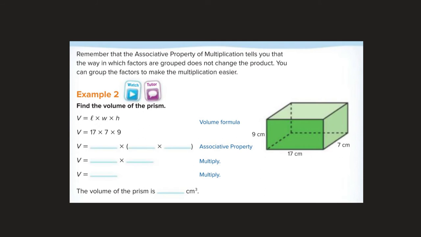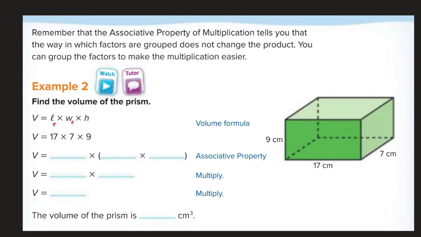Remember the associative property? Yeah, associative. I suppose commutative is when we can flip-flop 2. Associative is when we're dealing with 3. The associative property of multiplication tells you that the way in which the factors, or the numbers we're multiplying together, are grouped does not change the product, or our answer, our volume. You can group factors to make the multiplication easier. So if we're going to find the volume of this prism, we need to do length times width times height.